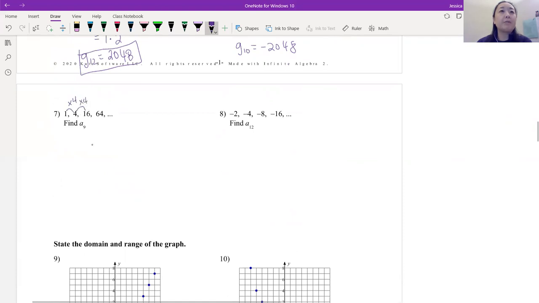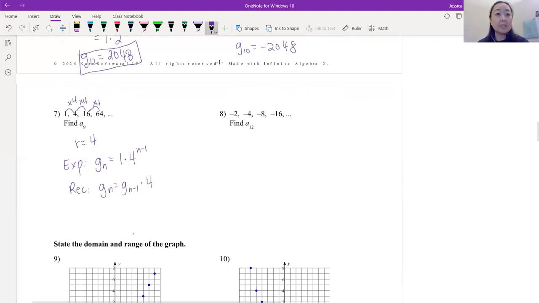So it looks like it's times 4. Yep, times 4 all the way across. So R is 4. And explicit, what is it called? Explicit is going to be G sub n is equal to the first term, which is 1, times 4 to the n minus 1. Recursive is going to be G sub n equals the previous term times 4.